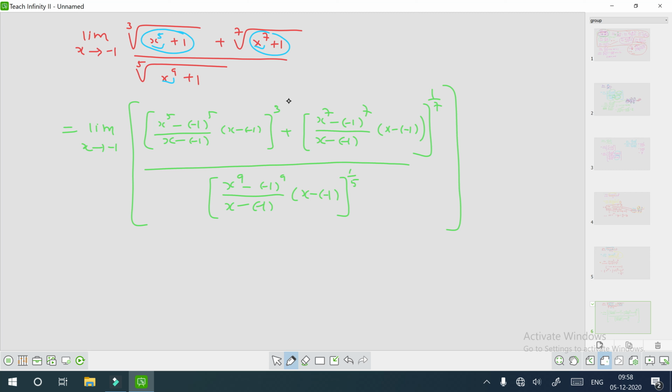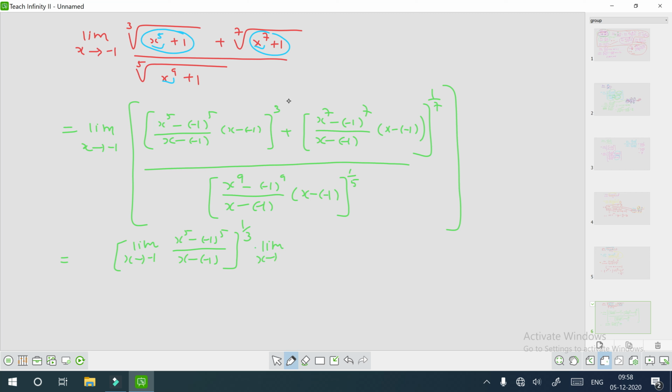Clear? Now see here, that is equal to, give the limit, limit x tends to -1 of (x raised to 5 minus (-1) raised to 5 over x minus (-1)) whole raised to 1 by 3. We are inserting the limit inside the cube root. Into limit x tends to -1 of (x plus 1) cube.